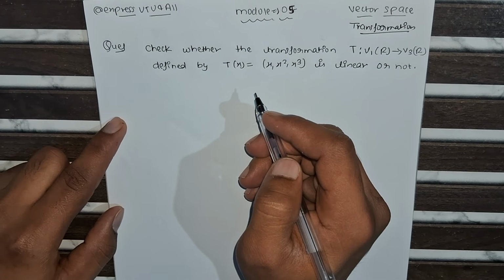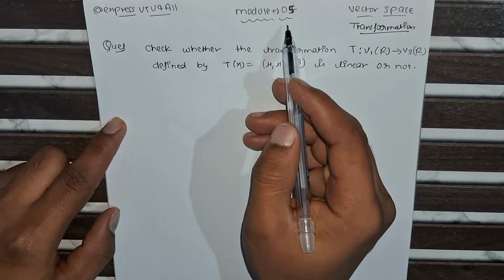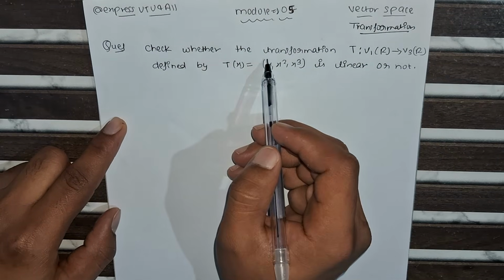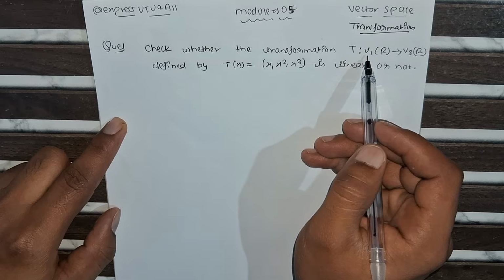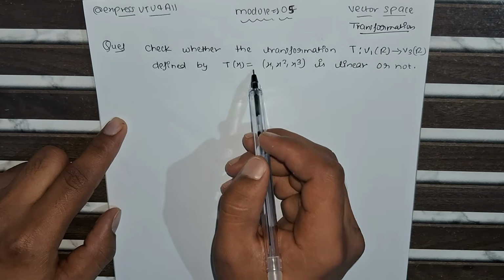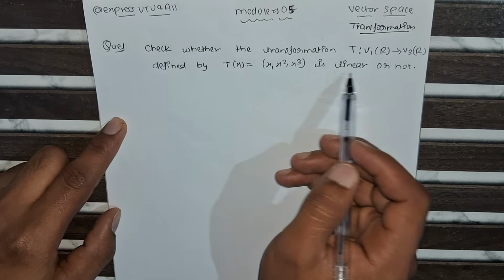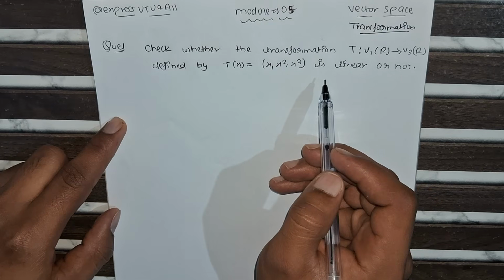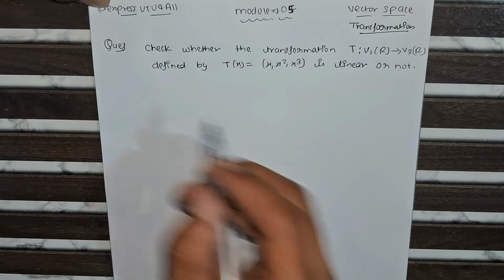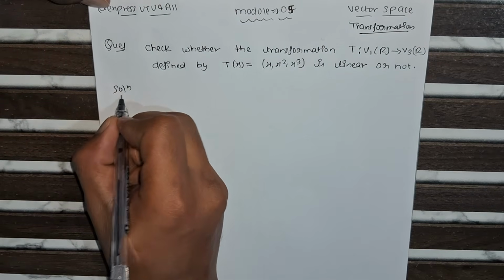In this video, we are going to solve a very important problem from Module 5, Vector Space Transformation. So the question is, check whether the transformation T: V1(R) to V3(R) defined by T(x) equals x comma x square comma x cube is linear or not. So we have to check whether the transformation is linear or not. First we write what is given in this question. This is the solution and given.